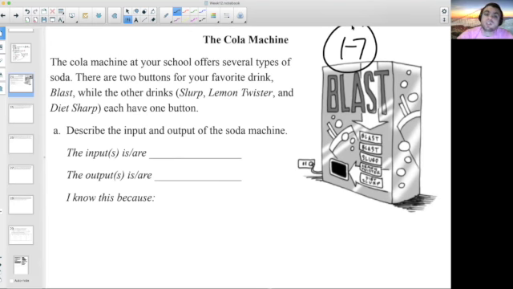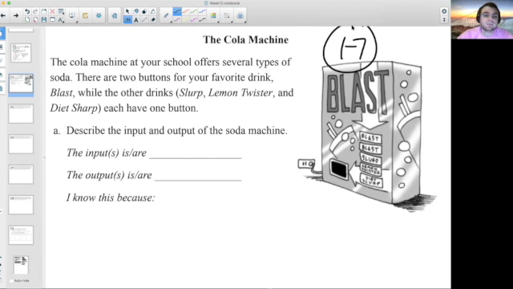So the soda machine at your school, it offers several types of soda. All right, now there's 2 buttons for your favorite drink, Blast. While the other drinks, Slurp, Lemon Twister, and Diet Sharp, each have 1 button. By the way, I did take this activity from the College Preparatory Mathematics book, so I do want to give credit to them. Thank you very much for helping me with this activity. It is adapted from them.